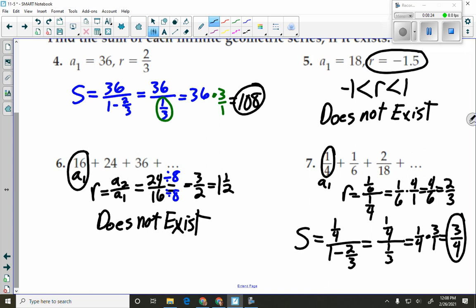So infinite sums, they go on forever, but they kind of don't. They plateau. There's a limit idea to these.